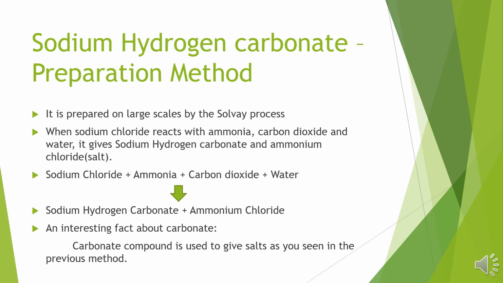Then, the preparation method of sodium hydrogen carbonate. It is prepared on a large scale by the Solvay process. When sodium chloride reacts with ammonia, carbon dioxide, and water, it gives sodium hydrogen carbonate and ammonium chloride. The following is the word equation. Sodium chloride plus ammonia plus carbon dioxide plus water gives rise to sodium hydrogen carbonate plus ammonium chloride. An interesting fact about carbonate is that carbonate compound is used to give salts, as you saw in the previous word equation.